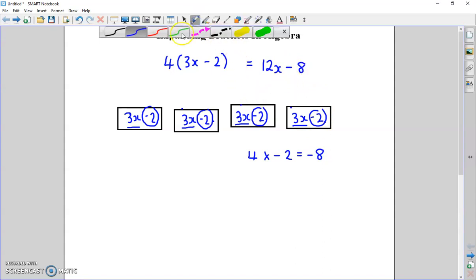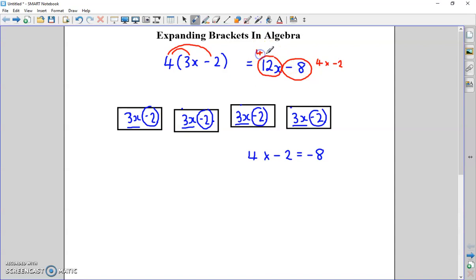Minus 8 goes there. So 4 lots of 3x, 4 times 3x, is 12x. Remember, there's no times sign in algebra, so we don't write 12 times x, we just write 12x. And 4 times minus 2 is minus 8. So if you'd like a quick way of expanding brackets, everything on the inside of the brackets gets multiplied by the number on the outside of the brackets. And you leave your answer like it is.